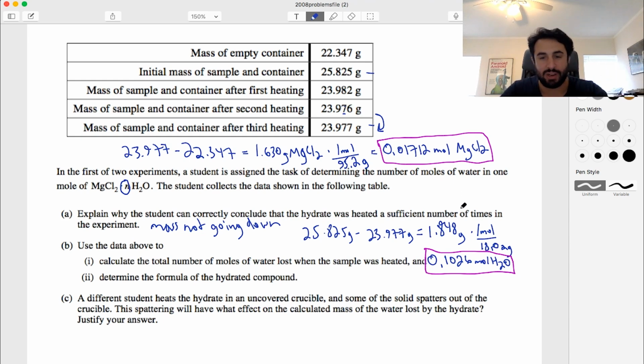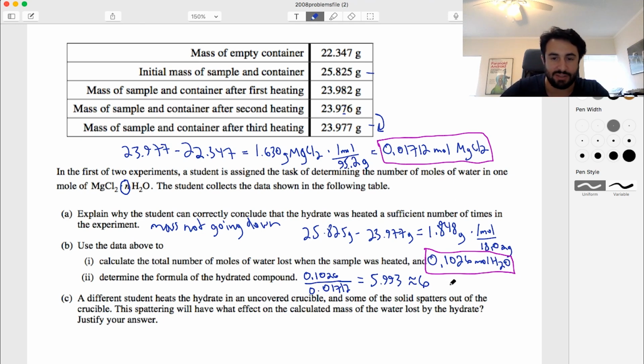We want an integer ratio. So let's just do the moles of water. There's more water, so we'll put that on top. 0.1026 moles of water over 0.01712 moles of MgCl2. That gives us 5.993, which is, we can say 6, right? That's about 6. And so that means there are 6 moles of water for every 1 mole of MgCl2.